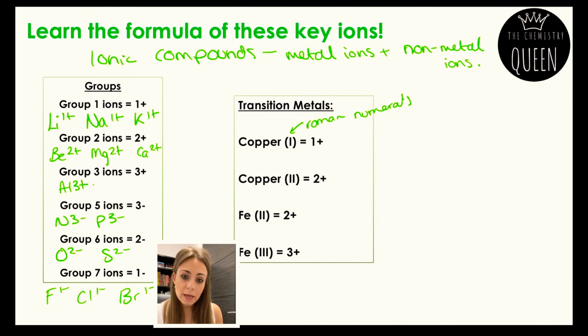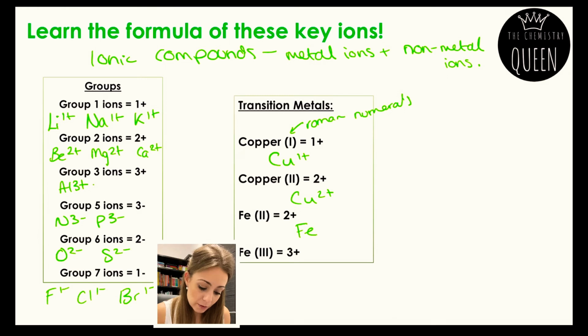Copper(I), the I being in brackets representing the Roman numeral, that tells you that it has a 1+ charge. So copper(I) will have a 1+ charge. You can get copper(II), that will have a 2+ charge. Iron, you can get iron(II), meaning it will have a 2+ charge, or you can get iron(III), meaning that it will have a 3+ charge.